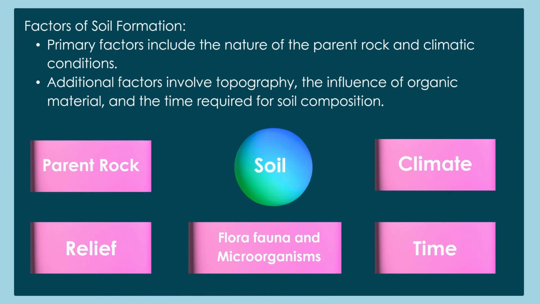Factors of soil formation. The primary factors include the nature of parent rock and climatic conditions. Additional factors involve topography, the influence of organic material, and the time required for soil composition. This is something which is shown in the picture. Parent rock, relief, flora, fauna and microorganisms, climate and time.